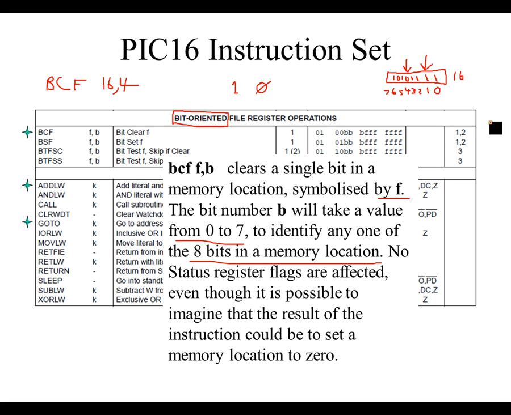It says over here that there are no flags affected, even though you could potentially make all these bits 0. The status register is not affected. So that's something interesting to note here: no status register flags are affected. So don't forget the no there. No status register flags are affected, even though it is possible to imagine that the result of the instruction could be to set a memory location to 0.